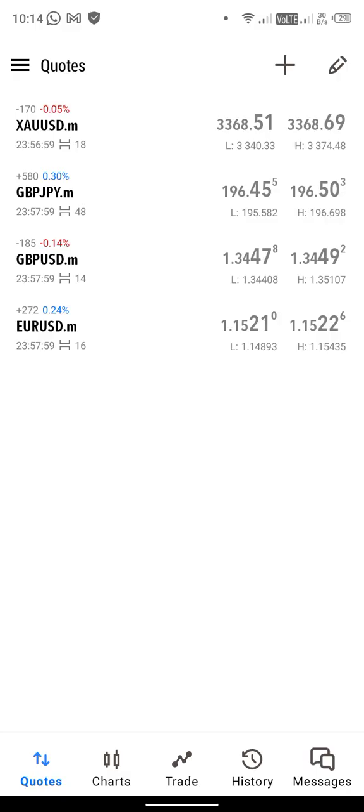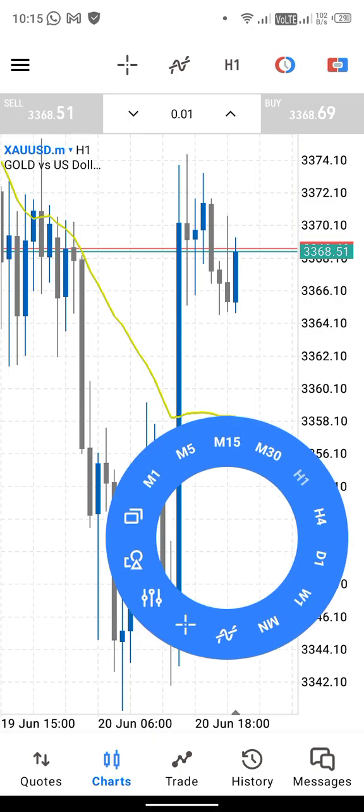I just want to show you how to get confluences using my dynamic trend line, the 21 EMA that I use on my device, with other confluences that I'll get from my laptop. And now, for example, we have to study the gold chart. So you can see this is the 1 hour.